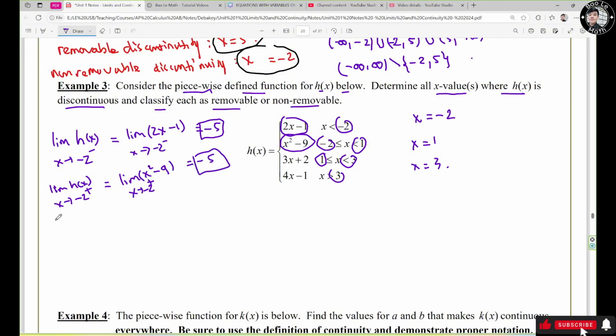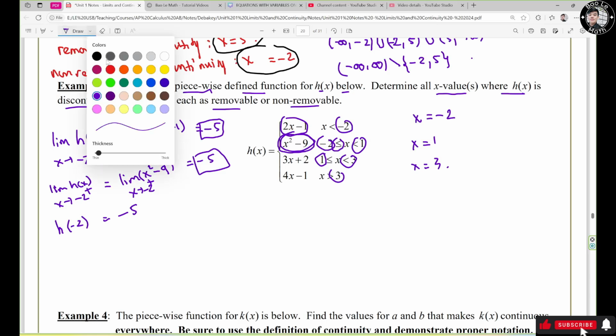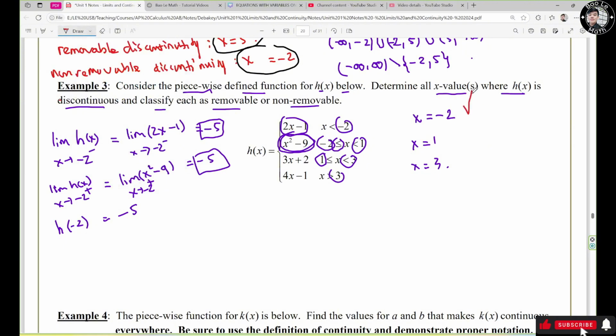Now I need to calculate h of -2, right? So for h of -2, I'm going to pick this one right here, because I have the equal sign right here, look. So it's going to be -2 squared minus 9, which is -5. So you see that the limit of h of s when s approaches -2 from the left equals the limit of h of s when s approaches -2 plus equals h of -2. So then the function is continuous at s equals -2, right? So this one is continuous, but we need discontinuous, right?